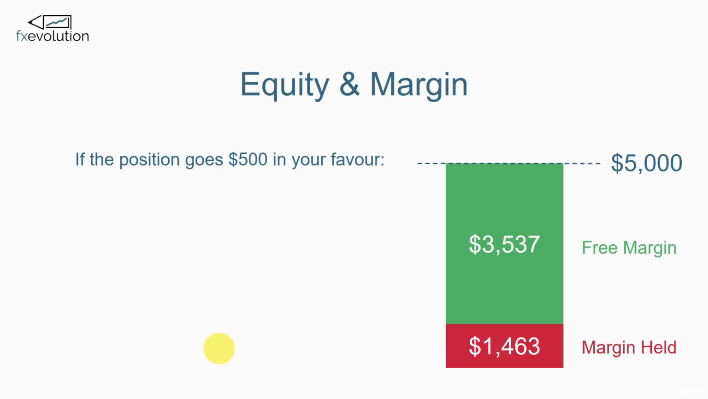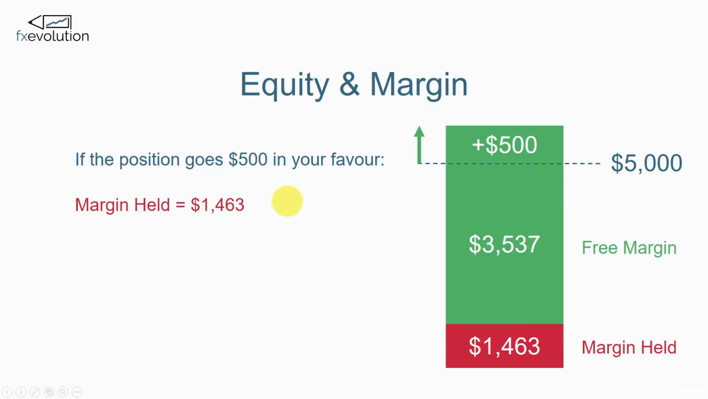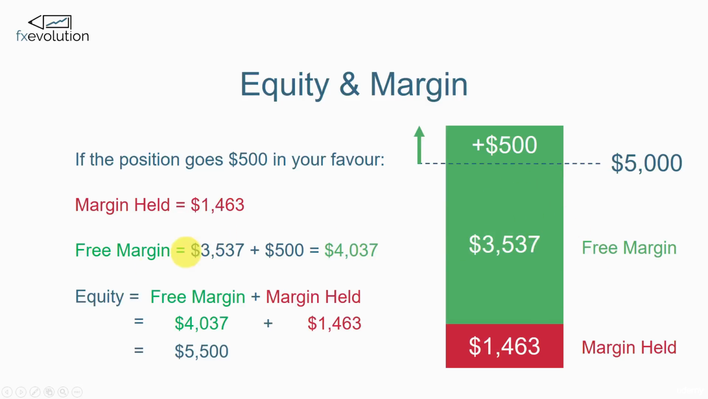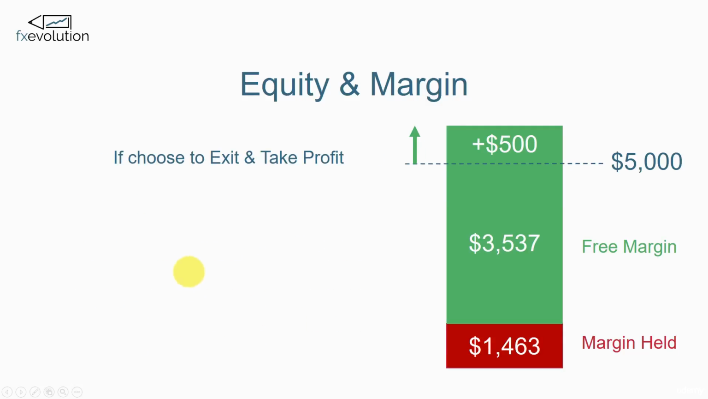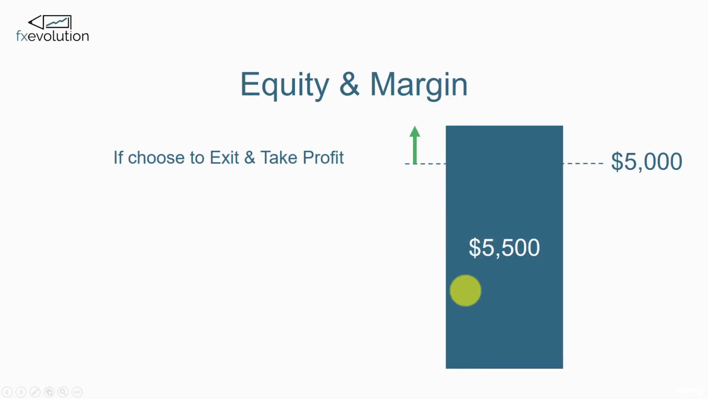Now let's take a quick look at if the trade goes in our favor, let's say $500. Our margin held will remain the same. However, our free margin this time can be calculated by taking the initial amount and then plussing $500, which would mean that we have $4,037 of free margin currently. It would also mean that if we close the position at this time, we would get $5,500, so a profit of $500 US. So if we chose to take the profit, we'd have $5,500 in our bank account.